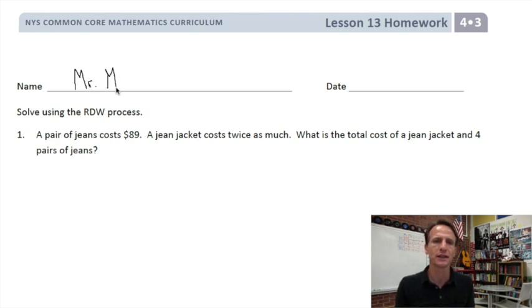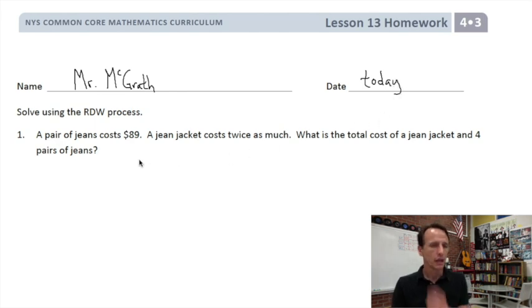Don't write my name, copier. All right, and then for the date, let's write today's date. I will write today. You write the actual date, where and whenever you are. And we're going to solve using the RDW process.